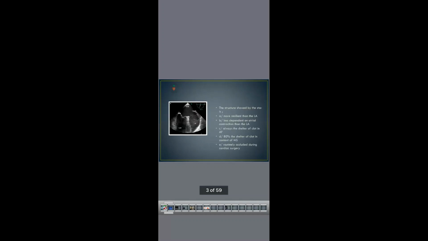So back to the question. We said this structure is the left atrial appendage, and as shown in the image here, it's dilated with dense spontaneous contrast, and this dense spontaneous contrast is a precursor or a substrate of thrombus formation.